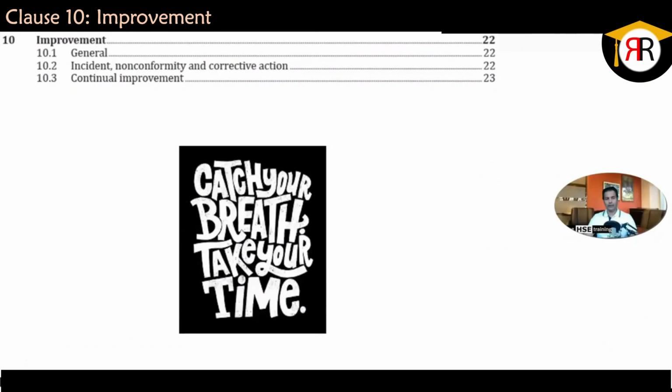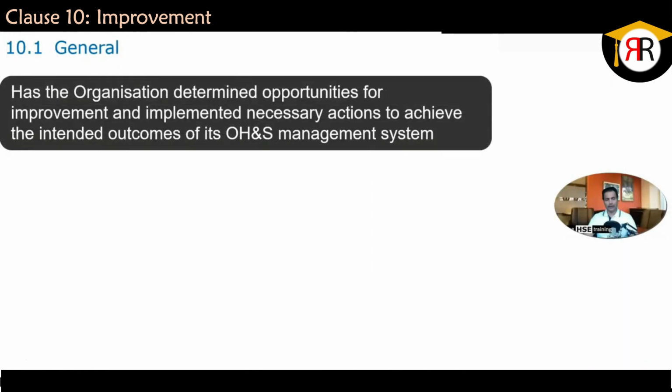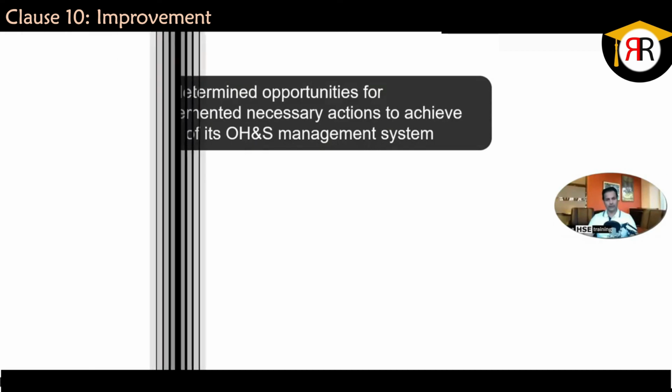Clause 10 is about improvement, and the great news is this is the last clause that we'll be dealing with in the standard. Clause 10 isn't too bad compared to the other clauses. It's fairly straightforward and it has 3 specific sections associated with the clause. The first section is a general section and it says, has the organisation determined opportunities for improvement and implemented the necessary actions to achieve the outcomes of its OHS management systems, that is, the intended outcomes.